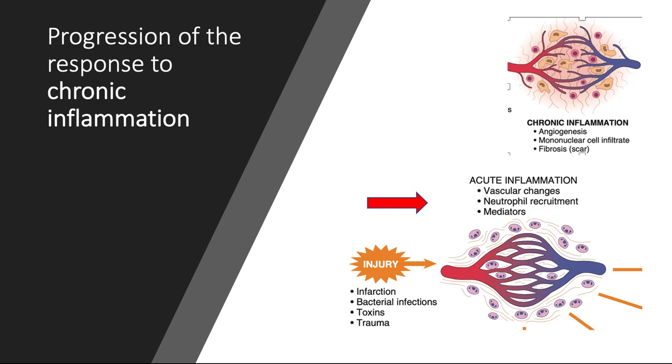The third outcome is a progression of the response to chronic inflammation. Acute to chronic transition occurs when the acute inflammatory response cannot be resolved as a result of either the persistence of the injurious agent or some interference with the normal process of healing.